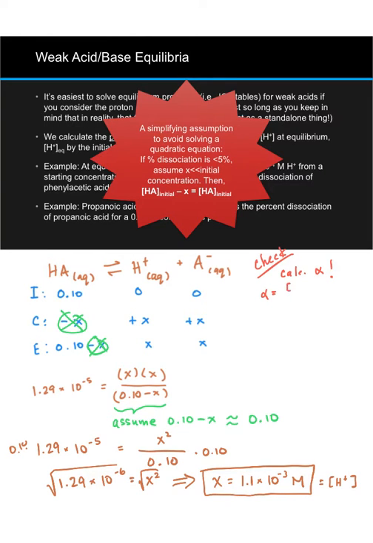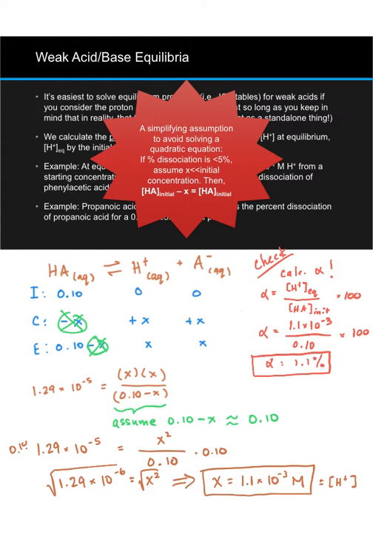Alpha is equal to the concentration of H plus at equilibrium, which we've just now solved for, divided by the initial concentration of HA multiplied by 100. In this problem, the concentration of H plus at equilibrium was 1.1 times 10 to the minus 3 molar, and our initial concentration of HA was 0.1 molar. Here, alpha is equal to 1.1%. And because this value is below a threshold of 5%, we can say that our assumption worked out.